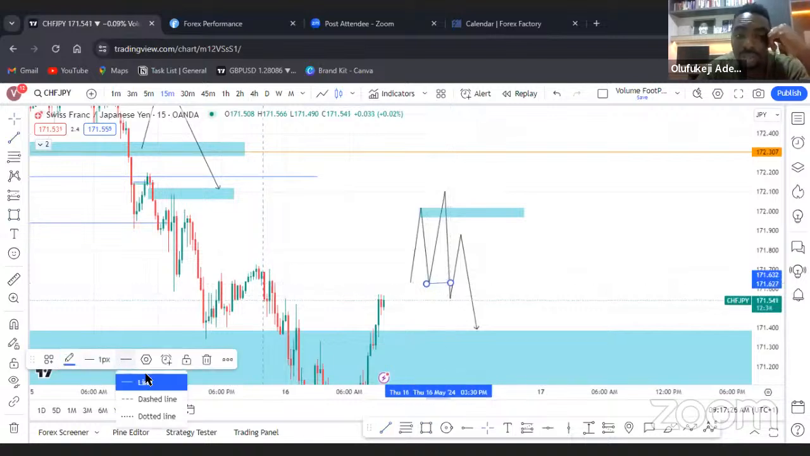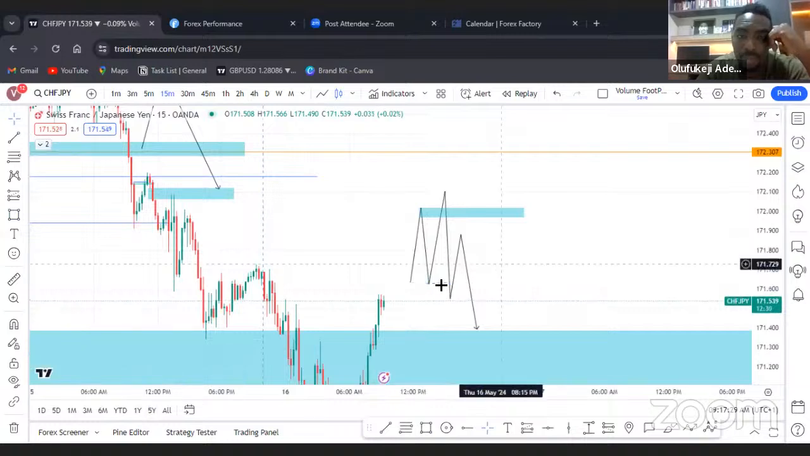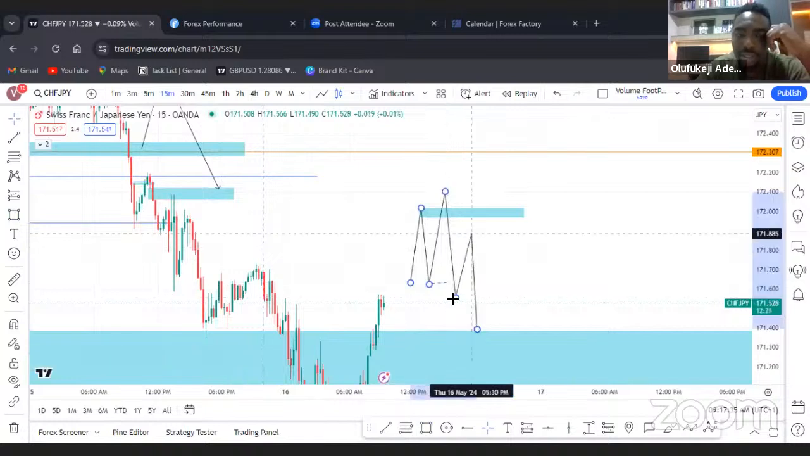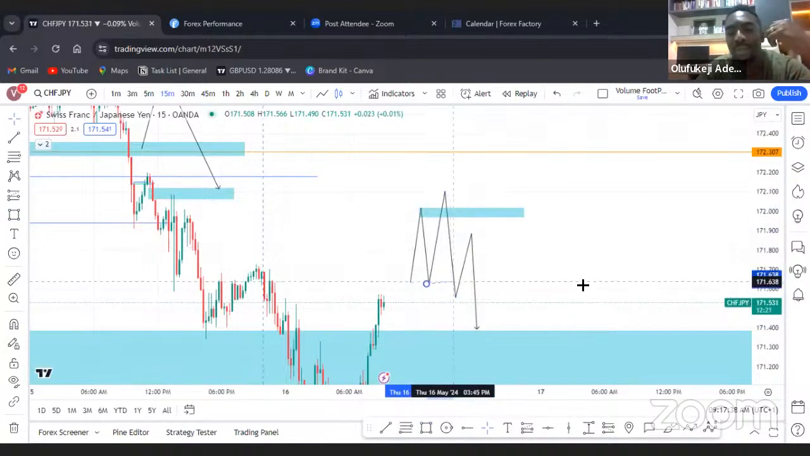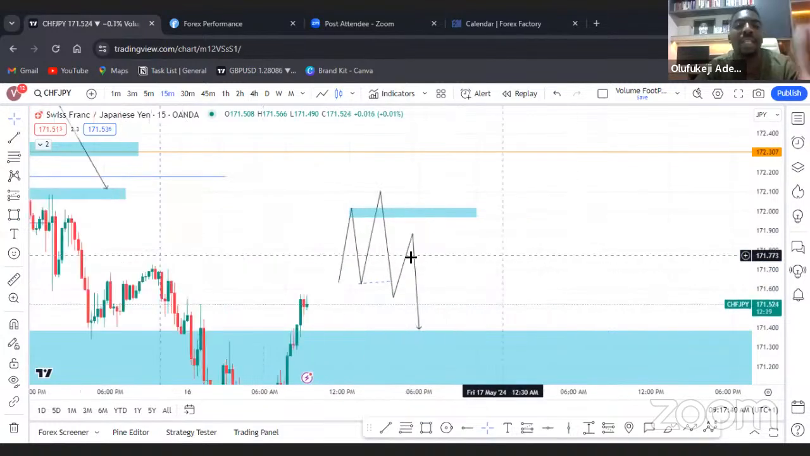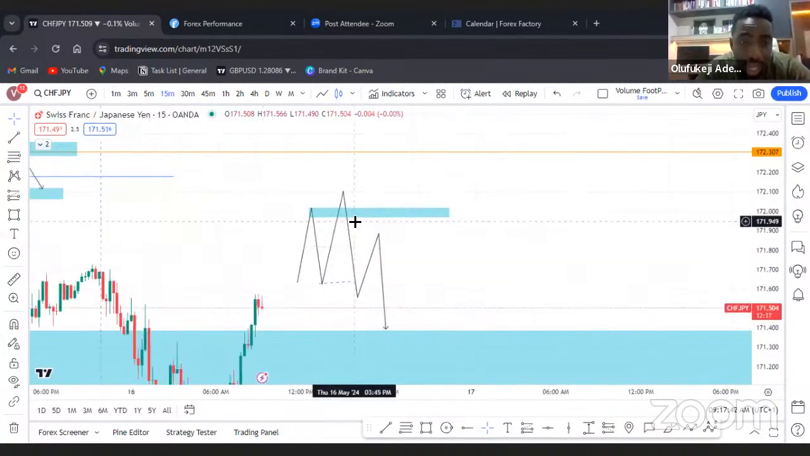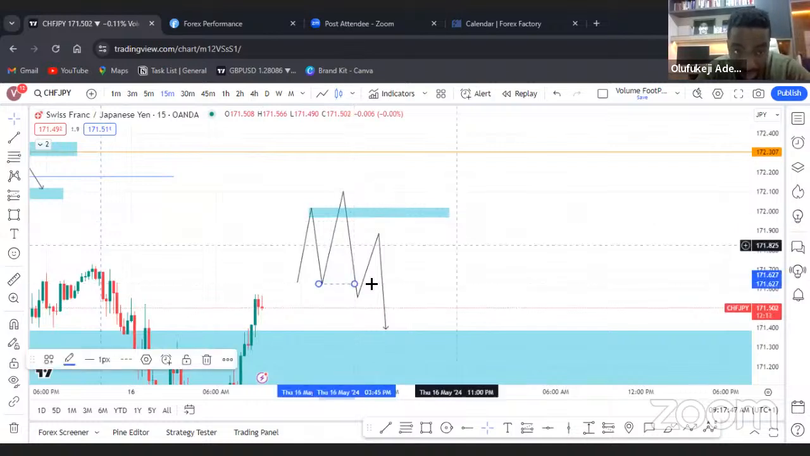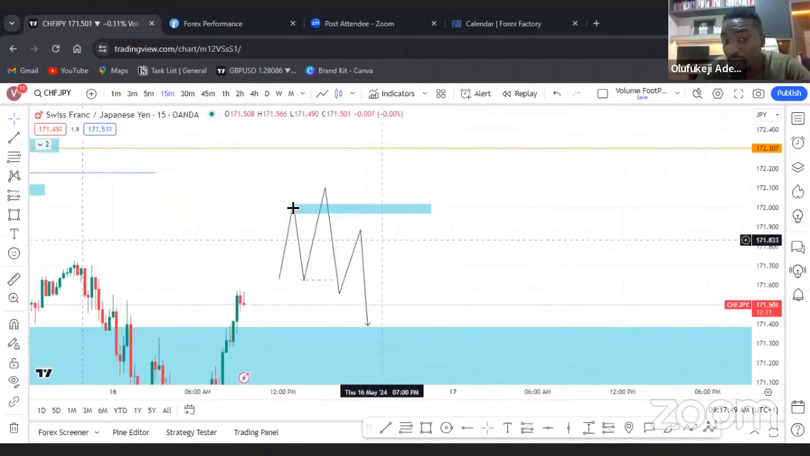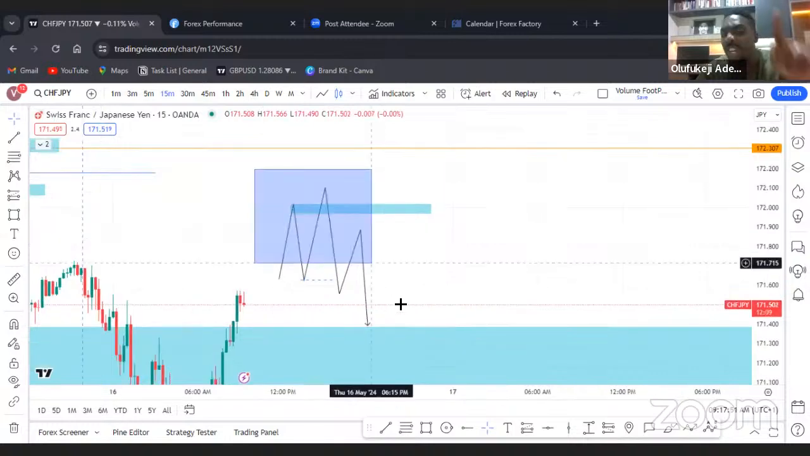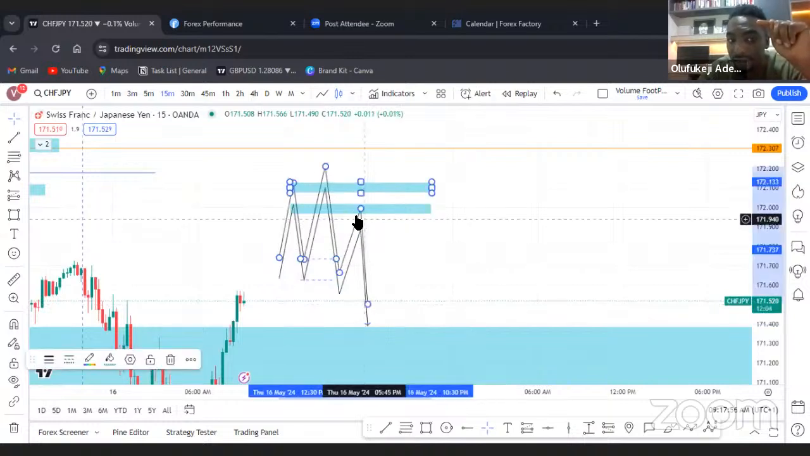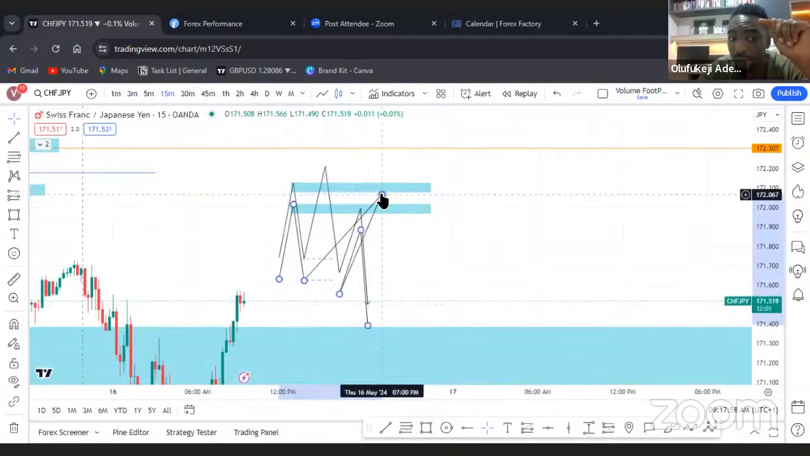50%. Exactly. Then price goes back. Now, this is one. Another possibility is price will still go back above that low that was created and go into the shoulder. That's another possibility.